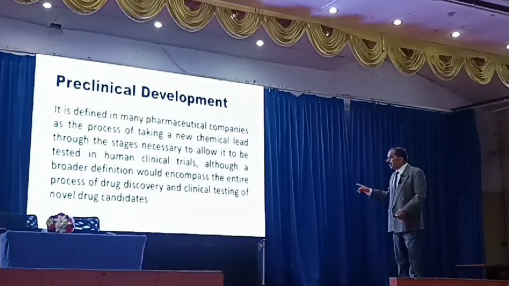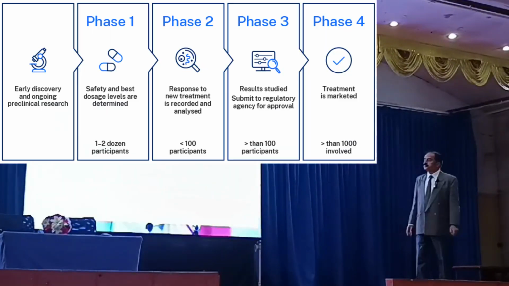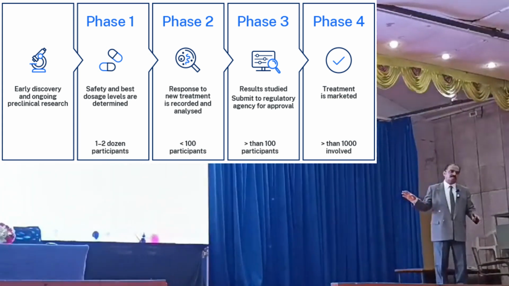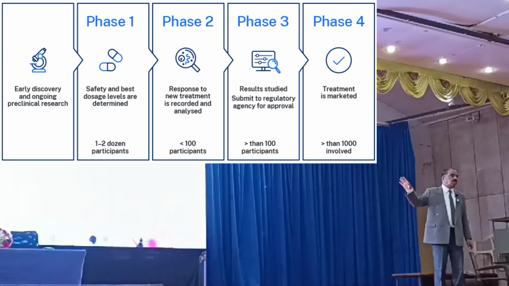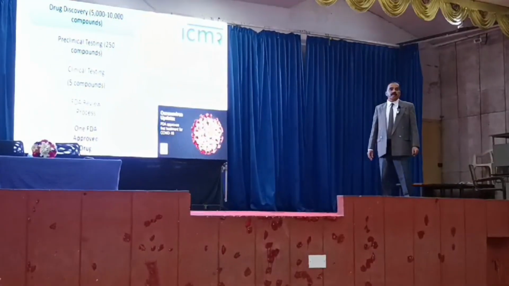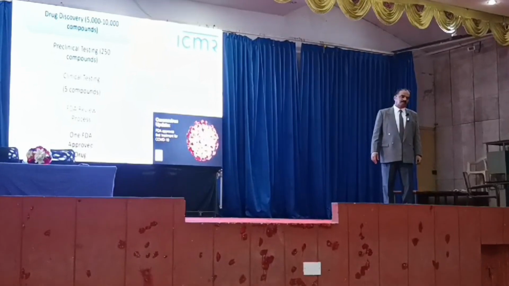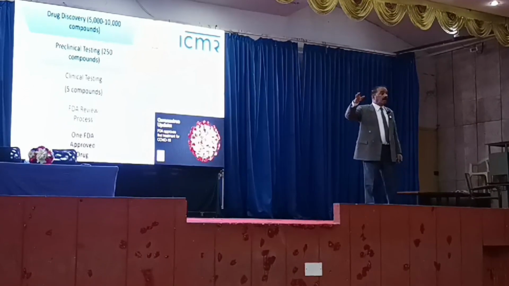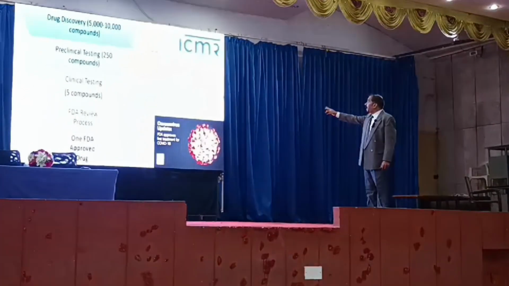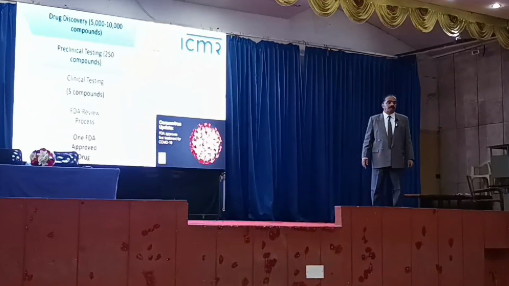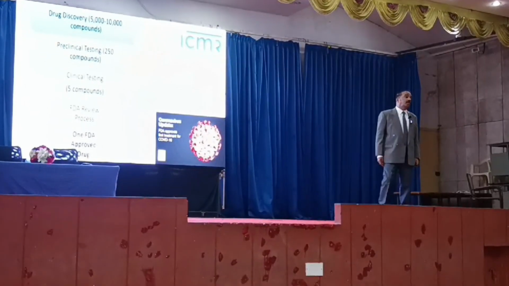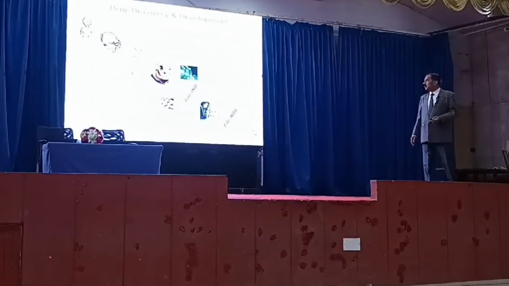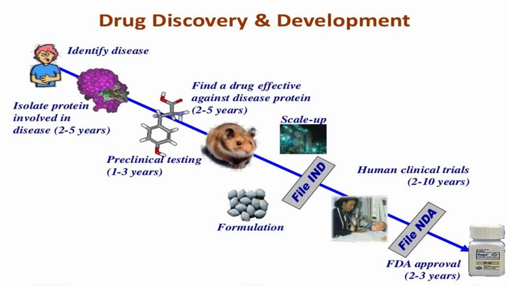So you go for preclinical development. Then the most dreaded stage is called clinical trials, which has 5 different stages. When you develop a drug, it has to be approved by ICMR, the Indian Council of Medical Research. And if you want to sell the drug all over the world, you have to go to the FDA, the Food and Drug Administration, the American agency, which will approve the drug worldwide. Then CMC, that is chemistry, manufacturing and control. This is the timeline.